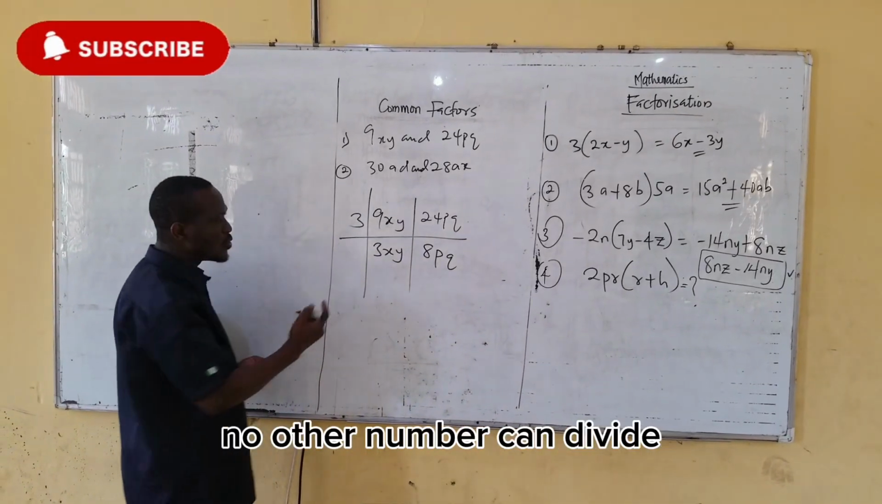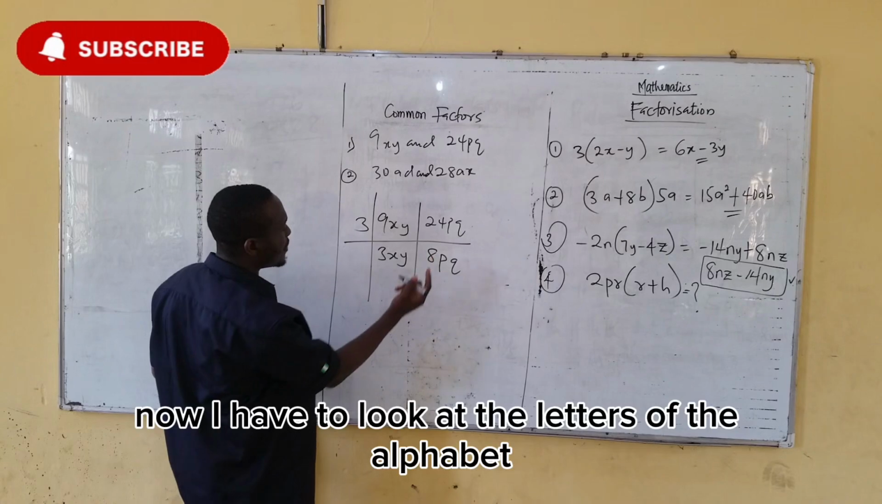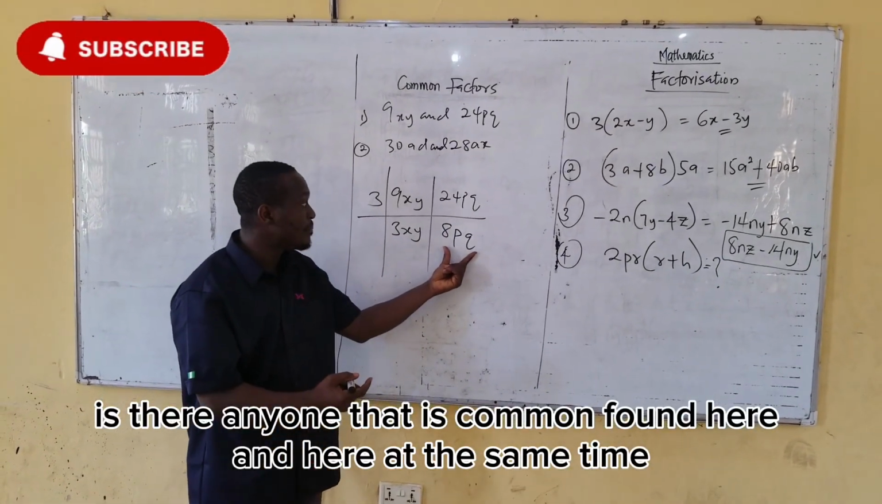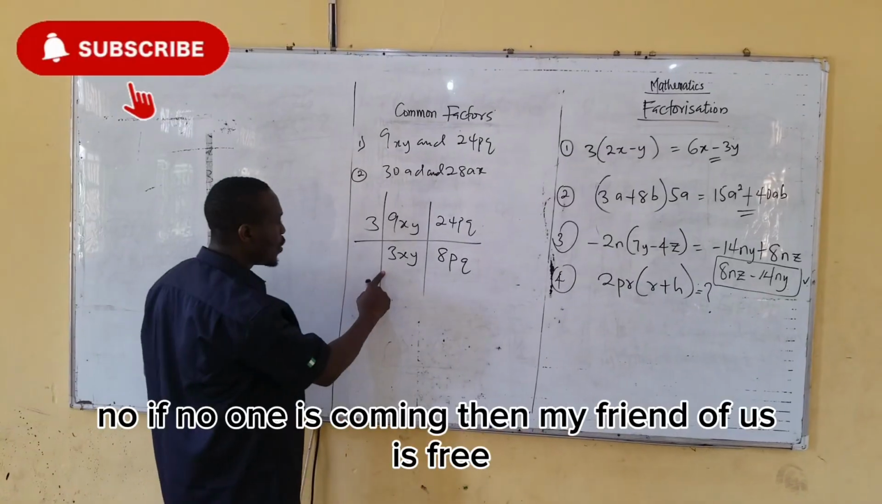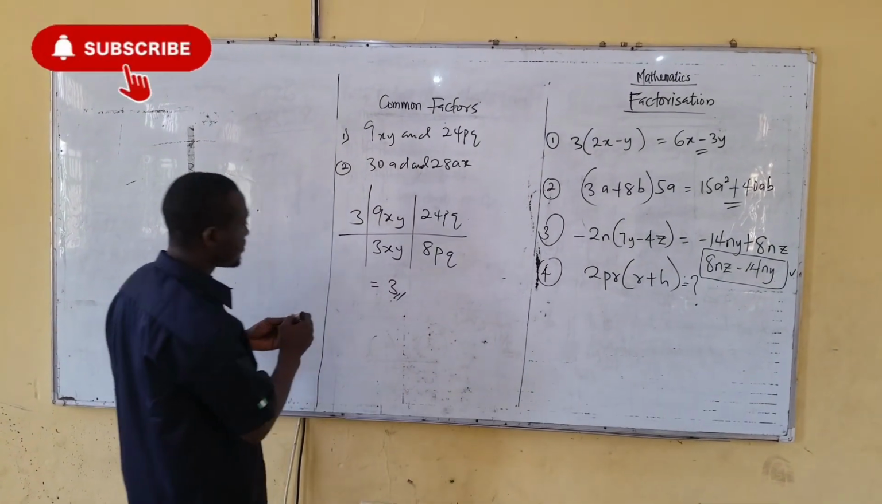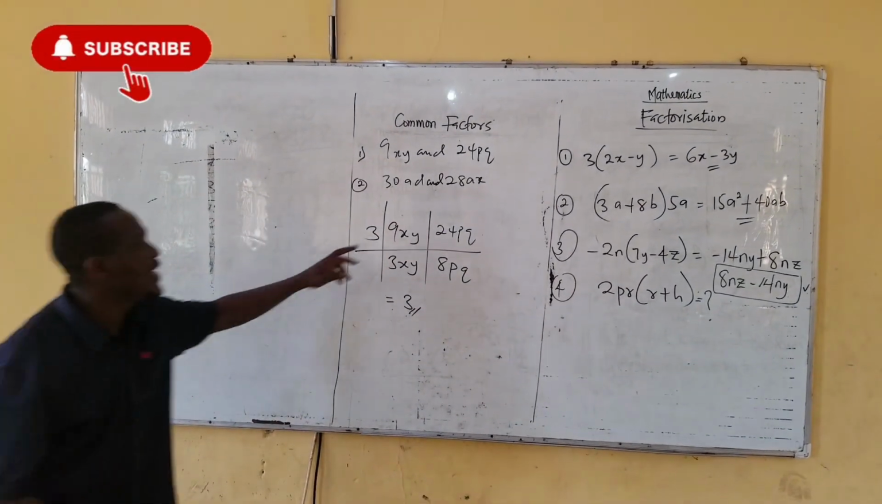For the numbers, no other number can divide. Now I want to look at the letters of the alphabet. Is there anyone that is common found here and here at the same time? No. If no one is common, then my final answer is 3. It's 3 because 3 is common here and here.